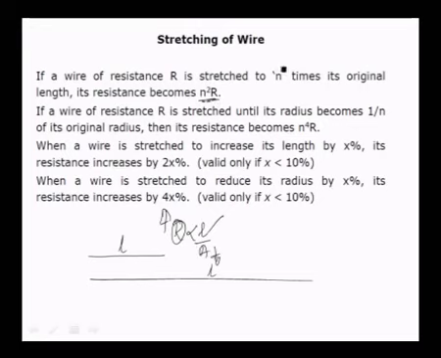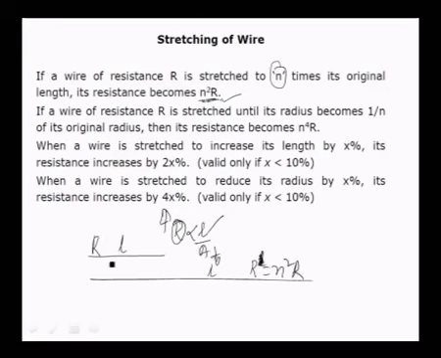If you stretch by n times, then the new resistance is equal to n square R. Say for example, this is equal to R, then the new resistance R dash is equal to n square R, like this.